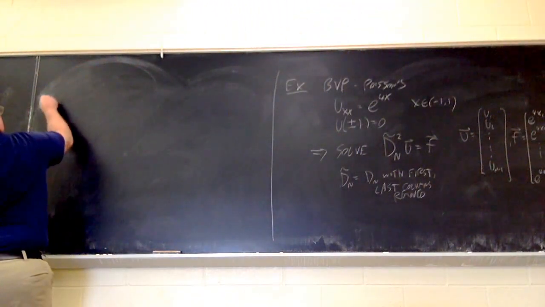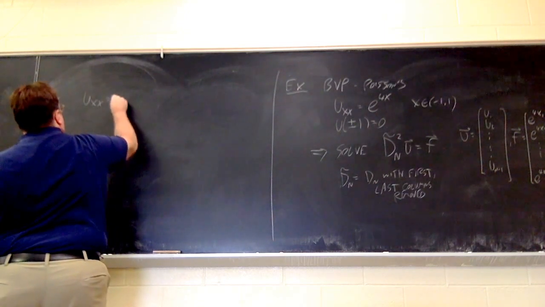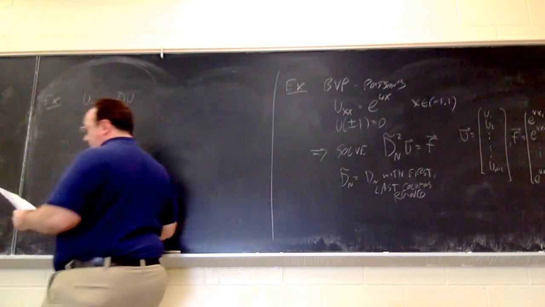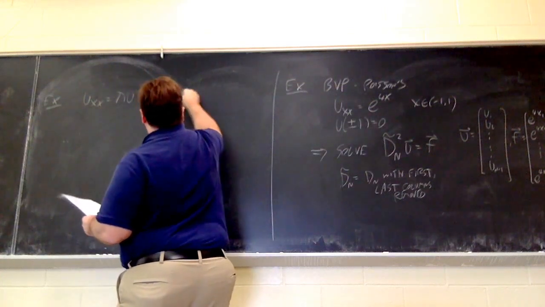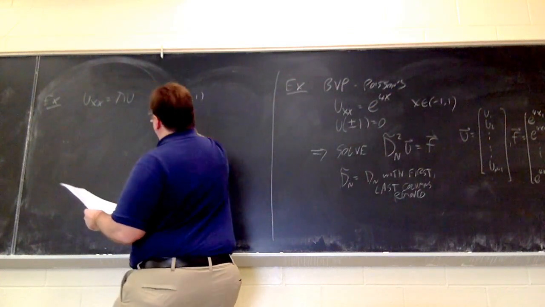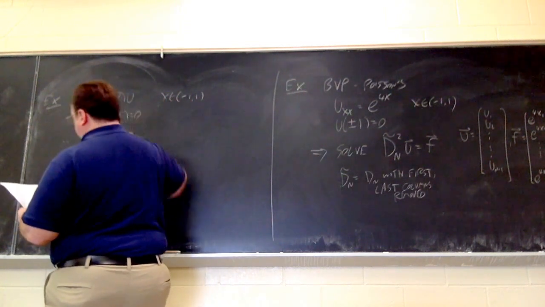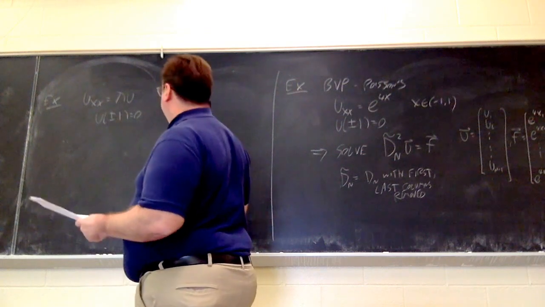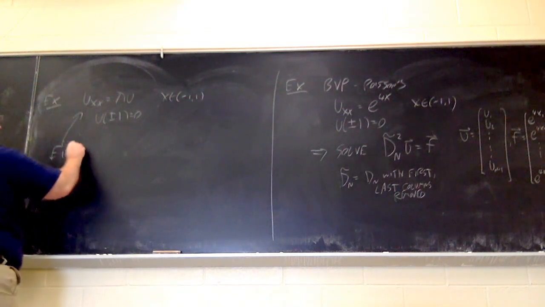Another example is uxx is equal to lambda u, where lambda is a scalar, unknown. Again, on minus 1 to 1, with the same homogeneous Dirichlet boundary conditions. So this is an eigenvalue problem.